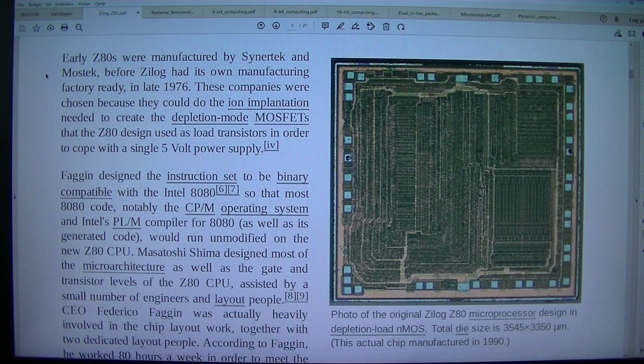Early Z80s were manufactured by Synertek and Mostek, before Zilog had its own manufacturing factory ready, in late 1976. These companies were chosen because they could do the ion implantation needed to create the depletion-mode MOSFETs that the Z80 design used as load transistors in order to cope with a single 5-volt power supply.